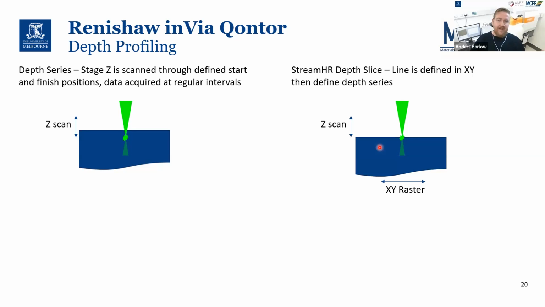The next step up from that is then to use the stream mode to actually collect a line across the surface. And then after every line segment that you acquire, you change the Z-axis and scan that line through your material as well. And this is now called a StreamHR depth slice in the software. So we define a line in X and Y and then define a depth series as well. So the animation looks something like this. We're basically scanning in X and Y and then changing the Z-axis as well and effectively scanning that line deeper into the sample.